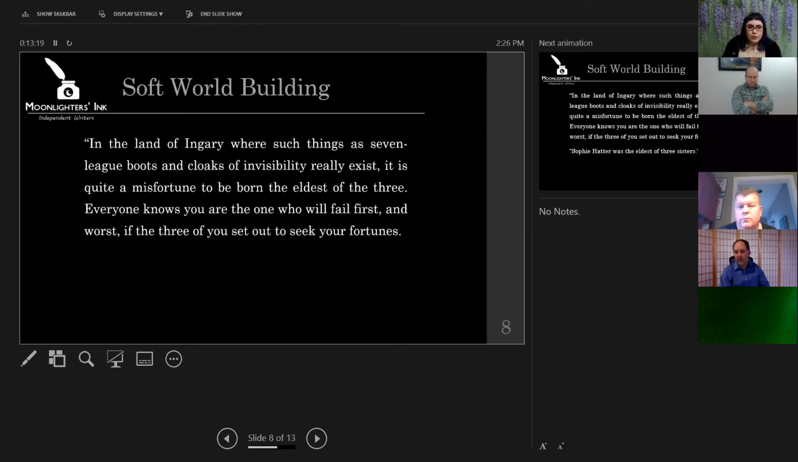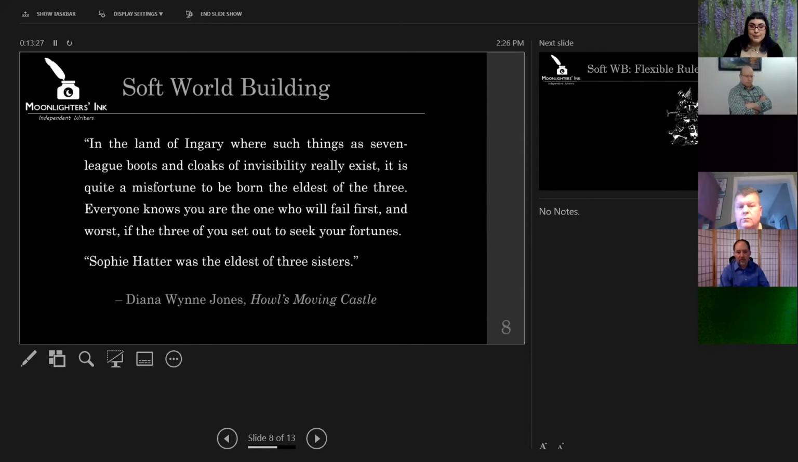Everyone knows you are the one who will fail first and worst if three of you set out to seek your fortunes. Sophie Hatter was the eldest of three sisters. Now this is the opening paragraph and then the next line of Howl's Moving Castle. And for me, at least, as soon as I read this, I got a feeling of what this world was like. It's superstitious. Magic exists and people don't question it. So you already know that going right into the story with three sentences.